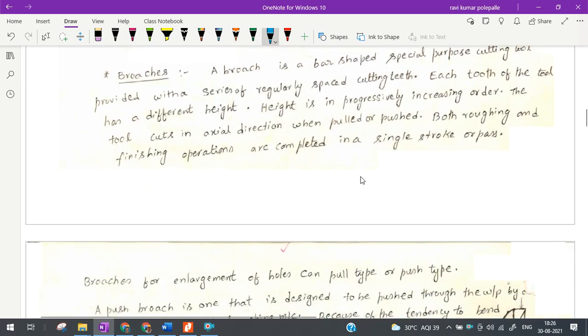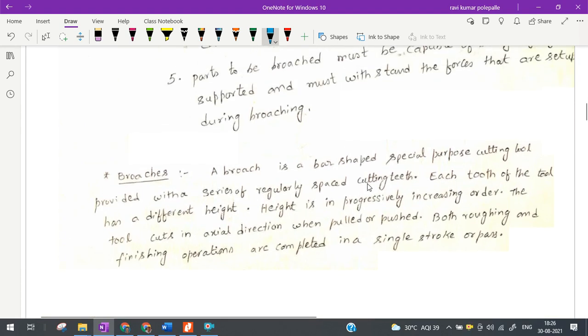Next, let us look to the tool, which we call it as broach. So broach is nothing but a bar-shaped special cutting tool provided with a series of regularly spaced teeth. Each tooth has a different height. The height is going to be progressively increasing. That is how the cutting gradually increases the dimension of the hole. So the cutting is going to be progressive. That's why height of the teeth are also progressively increasing.